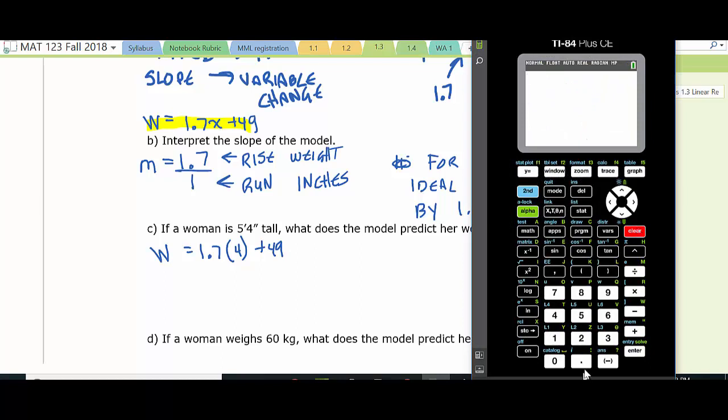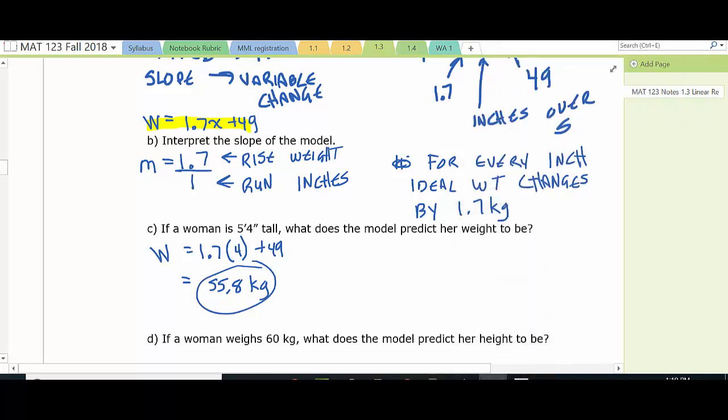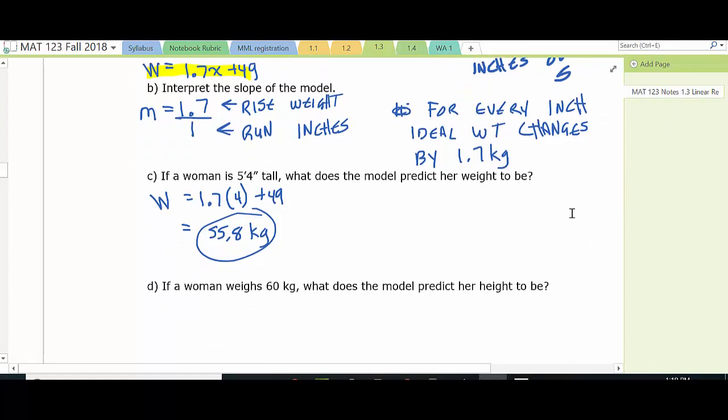So then we can take the calculator and work it out. So I got 1.7 times 4 plus 49. Okay, so that's going to be 55.8 kilograms would be that person's ideal weight. Okay, does that make sense? So it's inches past 5 feet. That's how that goes. Okay, let's read the next one.